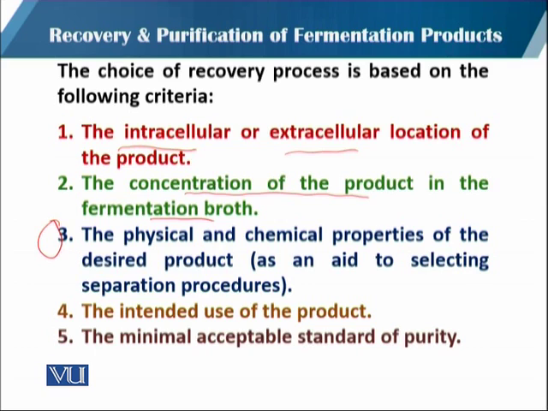And the fourth is the intended use of the product. So what is the use of that product? Either it is used in a food product, or for some human use, or in some pharmaceutical products, depending upon where that product has to be used. The fifth is the minimal acceptable standard of purity. So we should know what the acceptable purity standard in the market is.